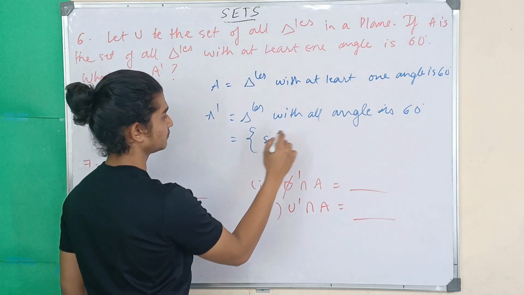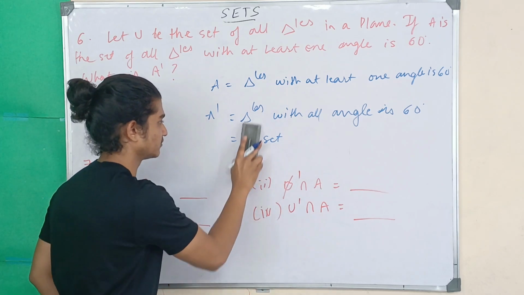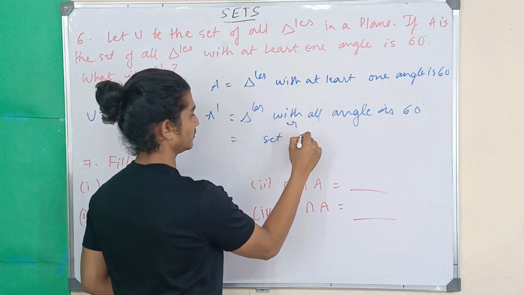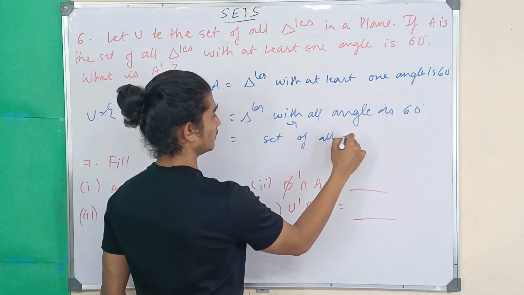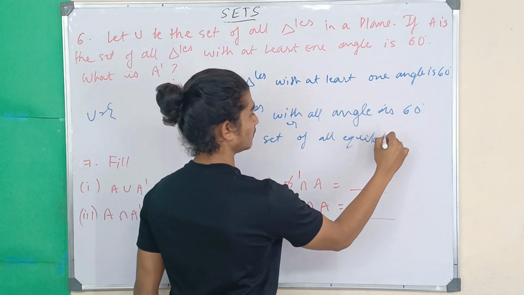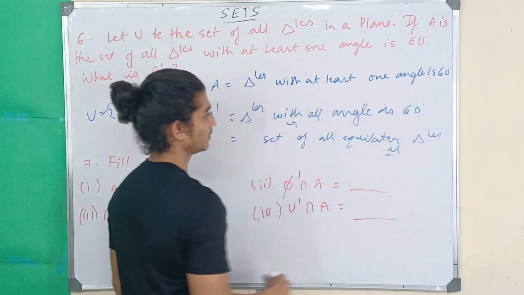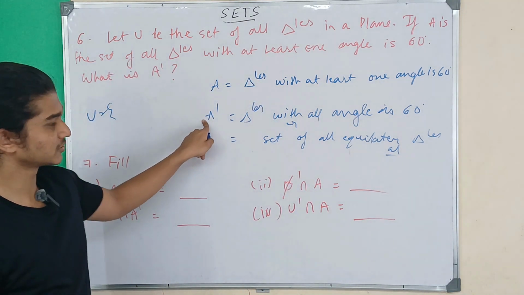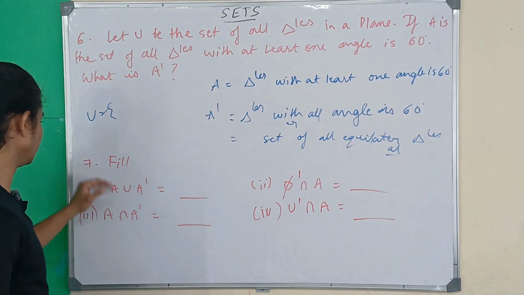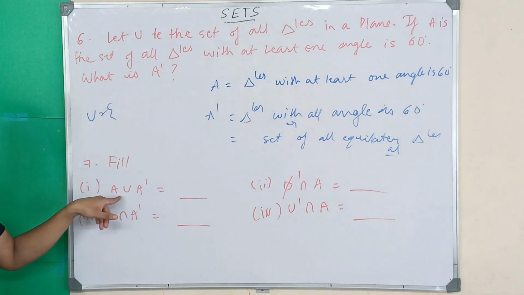Simply I can write it like this, or the set of all equilateral triangles. So this was the sixth one. The answer for the sixth one is this. Next one, fill in the blanks. So A union A complement.